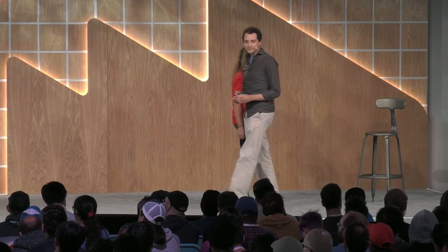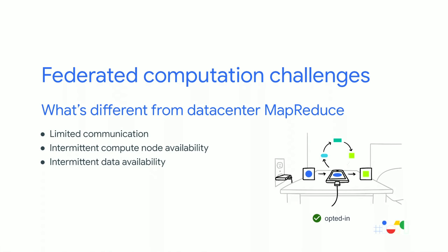So what's different between federated computation and decentralized computation in the data center with things like MapReduce? Federated computation has challenges that go beyond what we usually experience in distributed computation. Edge devices like phones tend to have limited communication bandwidth, even when they're connected to a home Wi-Fi network. They're also intermittently available because the devices will generally participate only if they are idle, charging, and on an unmetered network. And because each compute node keeps the only copy of its data, the data itself has intermittent availability. Finally, devices participate only with the user's permission, depending on an app's policies.